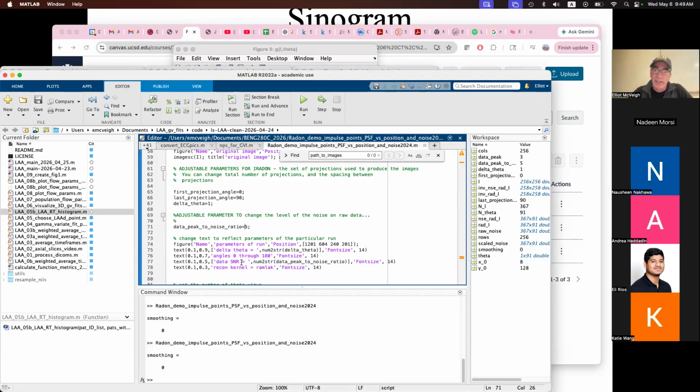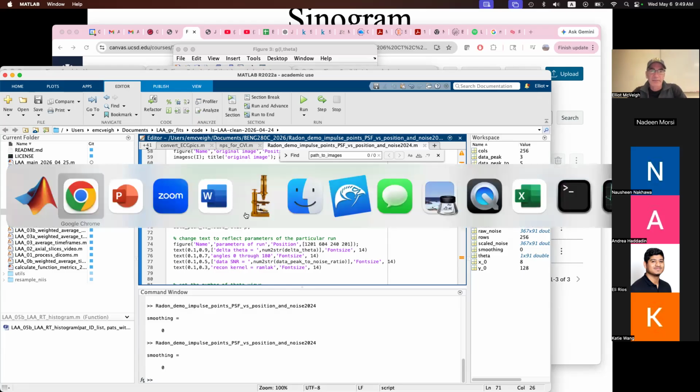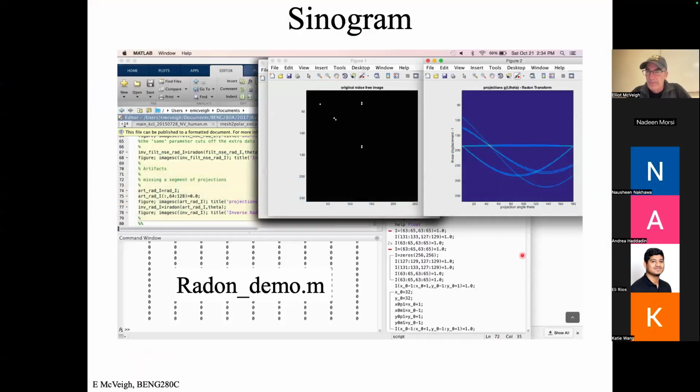And given the radon transform, you can do a lot of simulations of motion, signal to noise, different kernel structures, spatial resolution, whether or not you can separate 2 points, whether or not the Hounsfield unit is conserved under noisy conditions, etc. So that is that. Okay.